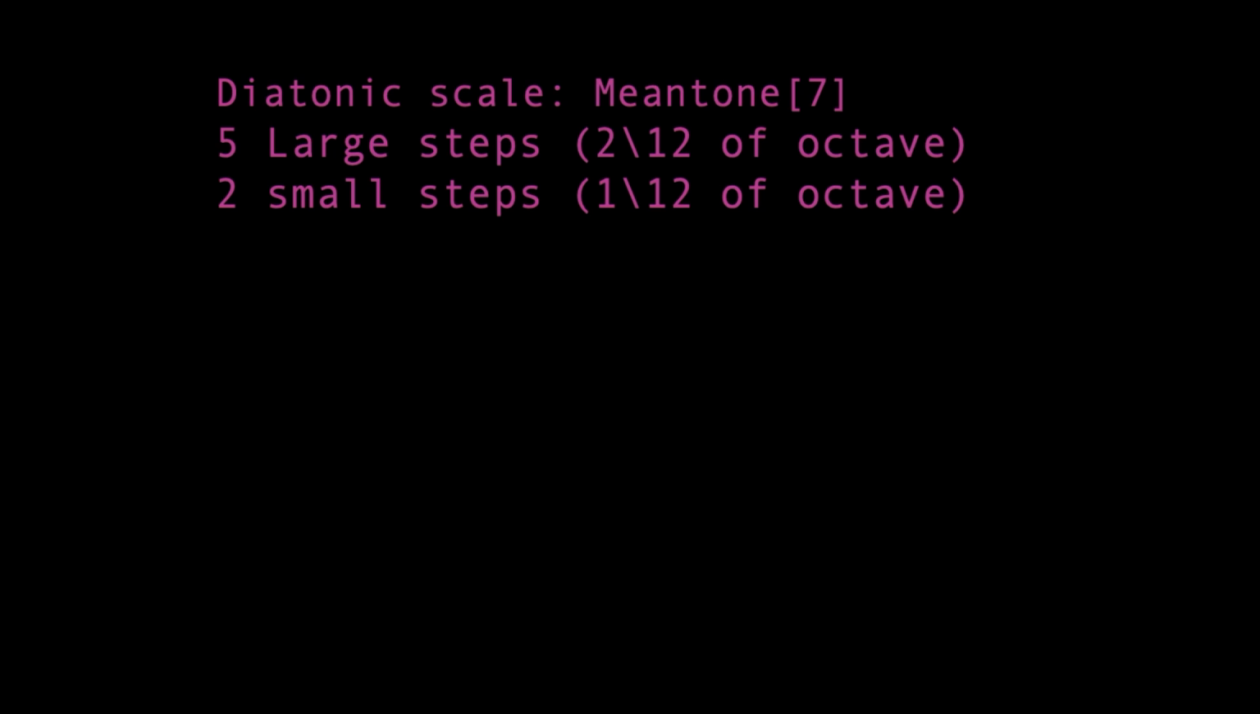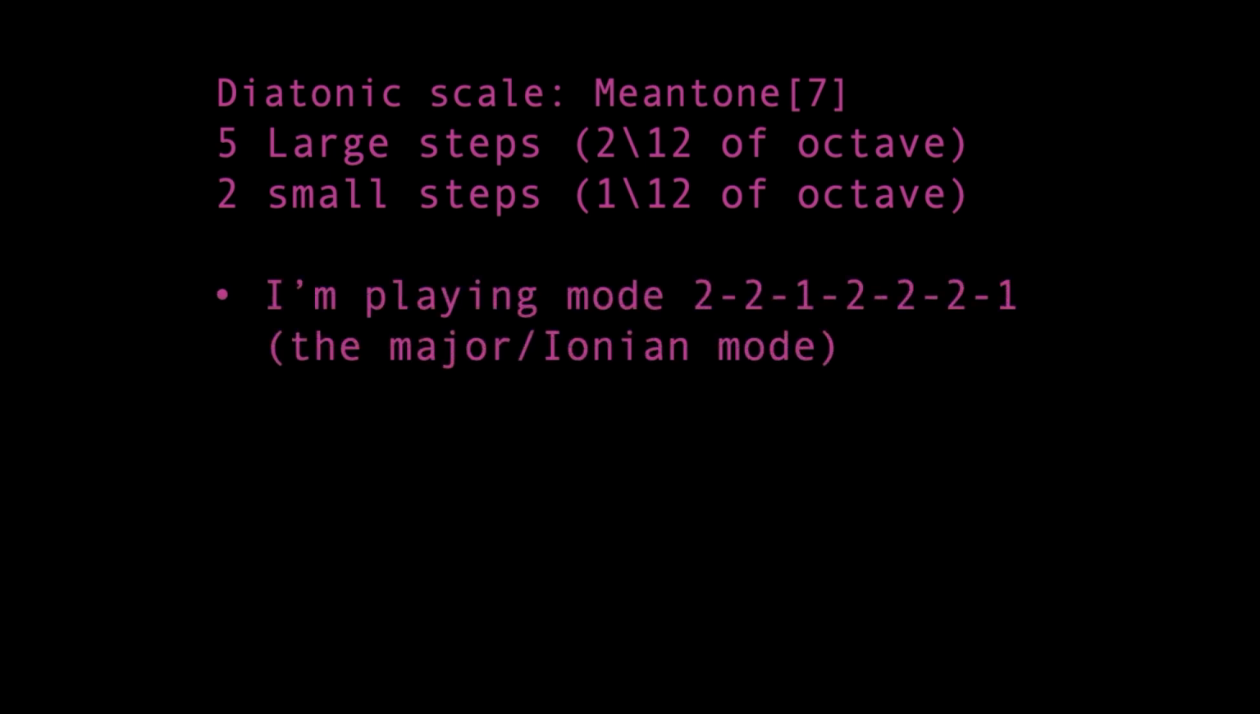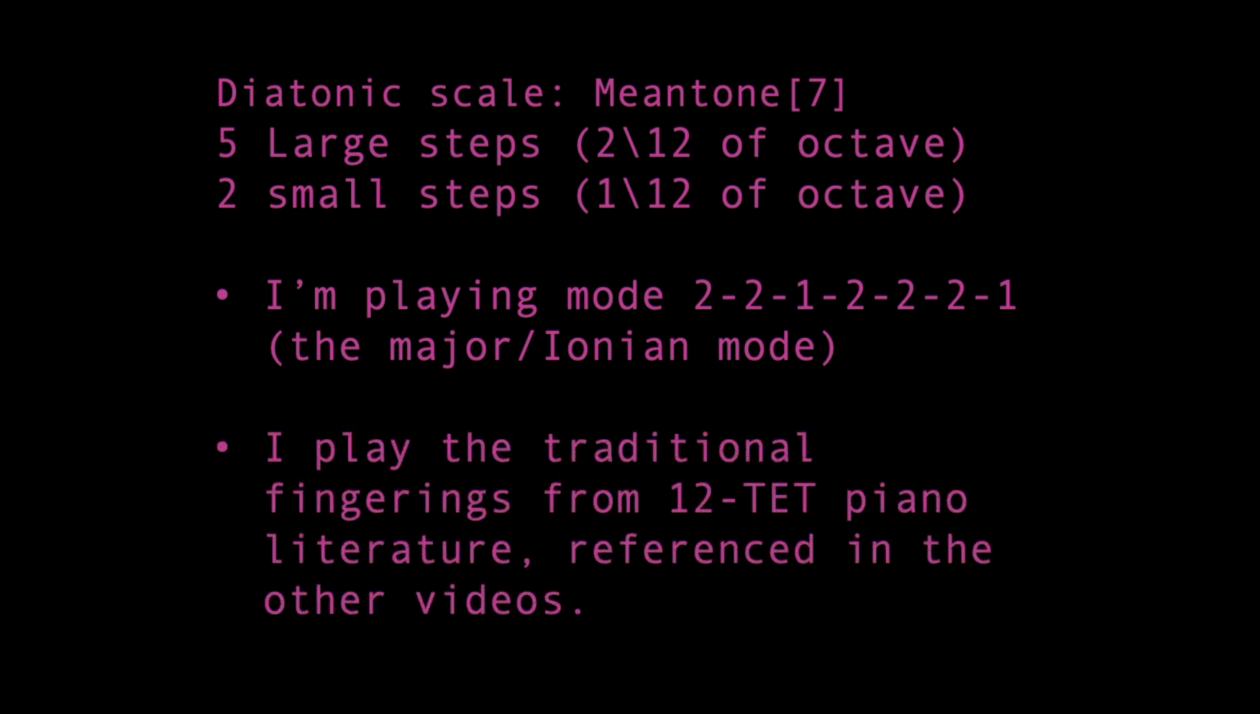The large steps span 2 degrees of 12, while the small steps span 1 degree of 12. I'll be playing this mode, the traditional Ionian or major mode, 2-2-1, 2-2-2-1. The fingerings we'll be using are standardized and traditional in piano literature, such that I reference them in the other videos.